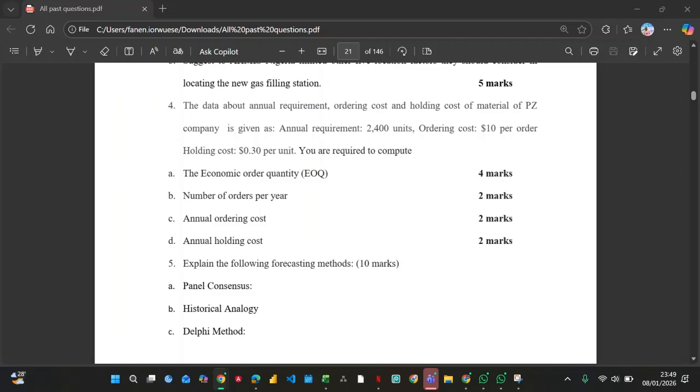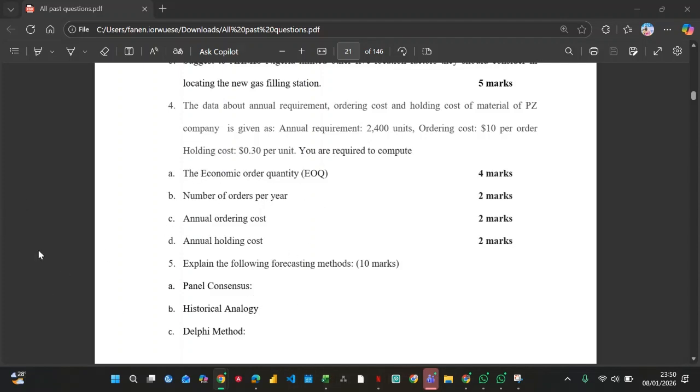The topic is economic order quantity, the EOQ, and it has a formula, right? If you want to solve this, like you always do, we define our variables. We put our annual requirement. First of all is the formula.